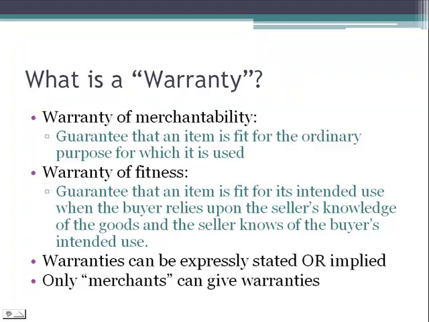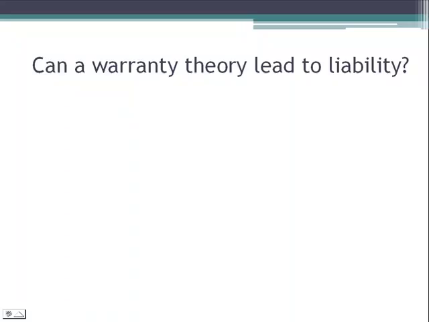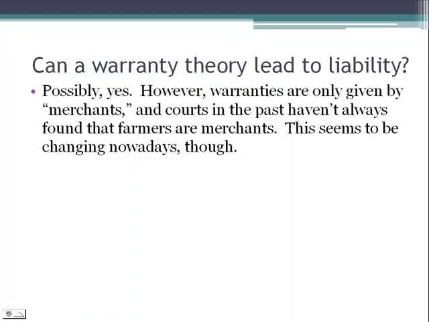So, in this context, can a warranty theory lead to liability under NAIS? Like everything in the law, sadly, it's hard to give a straight-up answer. So I'm going to stick with possibly yes. However, as we talked about a minute ago, warranties are only given by merchants. And courts in the past haven't always found that farmers are merchants. This seems to be changing, and there are a couple cases where courts have found that farmers are indeed merchants. And so it's still really up in the air whether this can happen.